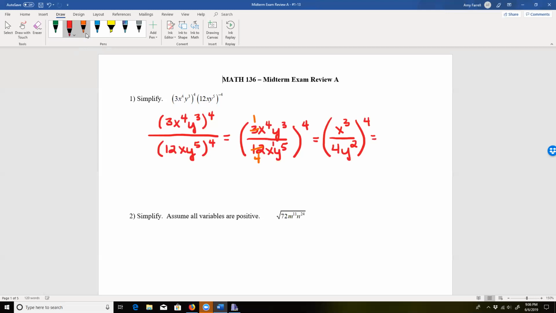And then finally, I'm going to raise everything to the 4th power. So the x to the 3rd is going to get raised to the 4th, as well as the 4y squared. When I raise a power to a power, I do multiply my exponent. So the numerator becomes x to the 12th. In the bottom, 4 to the 4th is 256. Remember, that's 4 times 4 times 4 times 4. So 256 would be that. And then it would be y to the 8th, because once again, I have a power to a power, so I'm going to multiply those exponents.